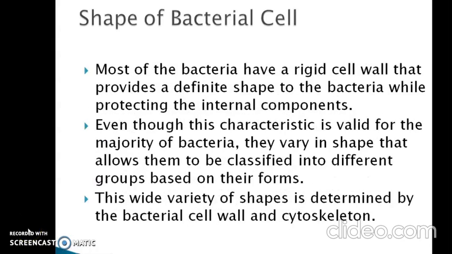Let's see about the shape of bacterial cell in detail. Most of the bacteria have a rigid cell wall that provides a definite shape to the bacteria while protecting the internal components. Bacteria vary in shape, which allows them to be classified into different groups based on their forms. This wide variety of shape is determined by the bacterial cell wall and cytoskeleton.